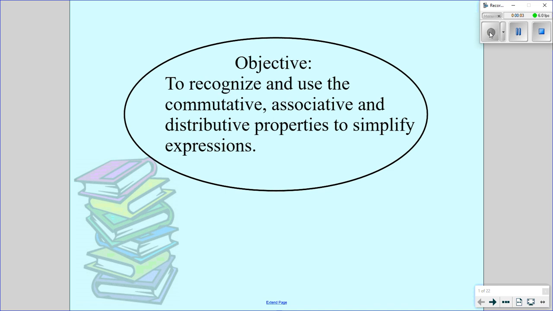Welcome to today's lesson. We'll be dealing with properties. So the objective is to recognize and use the commutative, associative, and distributive properties to simplify expressions.